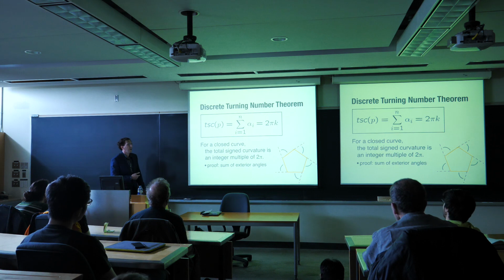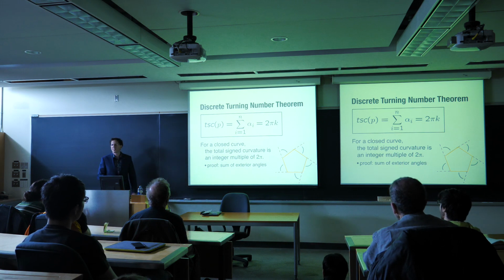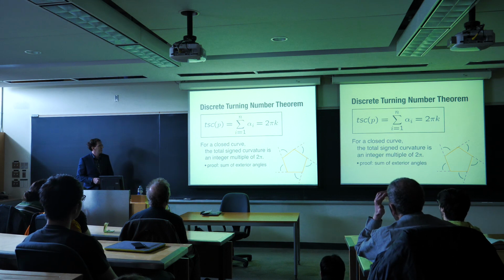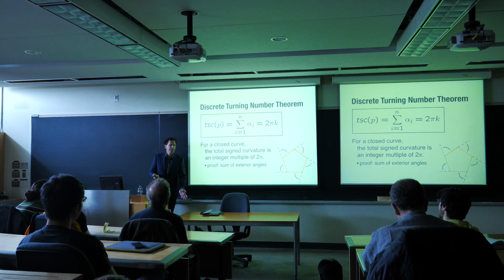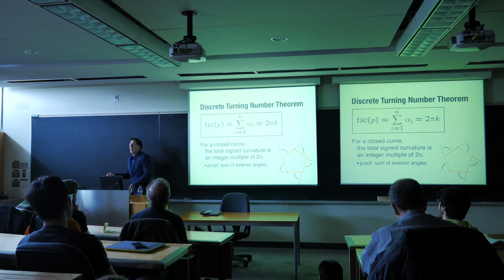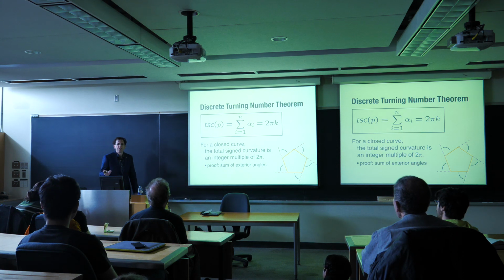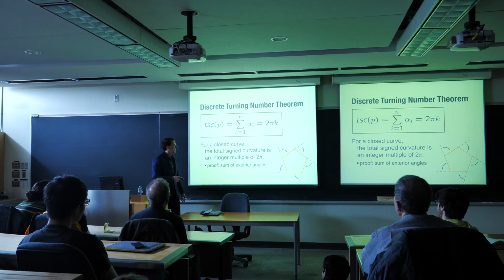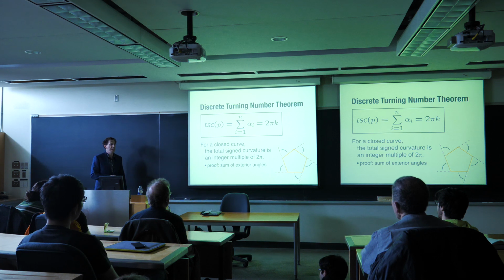And so now you can almost trivially write down the discrete theorem, which holds, which is that the total signed curvature for a discrete curve is going to be an integer multiple of 2 pi. And actually, the discrete theorem is in some sense even easier to prove than the smooth one, at least the special case, right? We learn in high school that the sum of exterior angles of a polygon is 2 pi. So it's just a generalization of that idea.